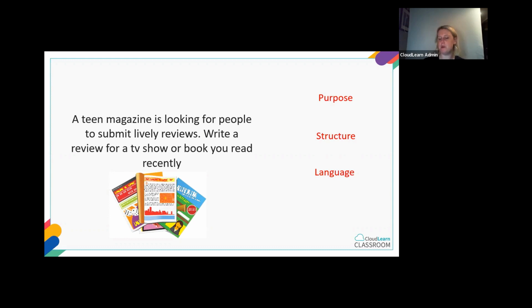I think in this one, they would very much be wanting to know that you understood how teenagers wanted to read. So you wouldn't be using formal language. You wouldn't be using big, long words. You would definitely be using colloquial language. You would be using chatty, everyday language.